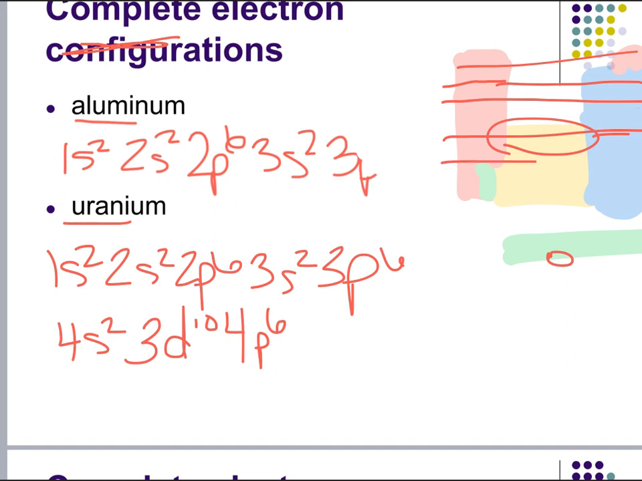For our fifth row, we'll have 5s2, but for D, we're going to go down 1 to 4d10, and then back to 5p6.